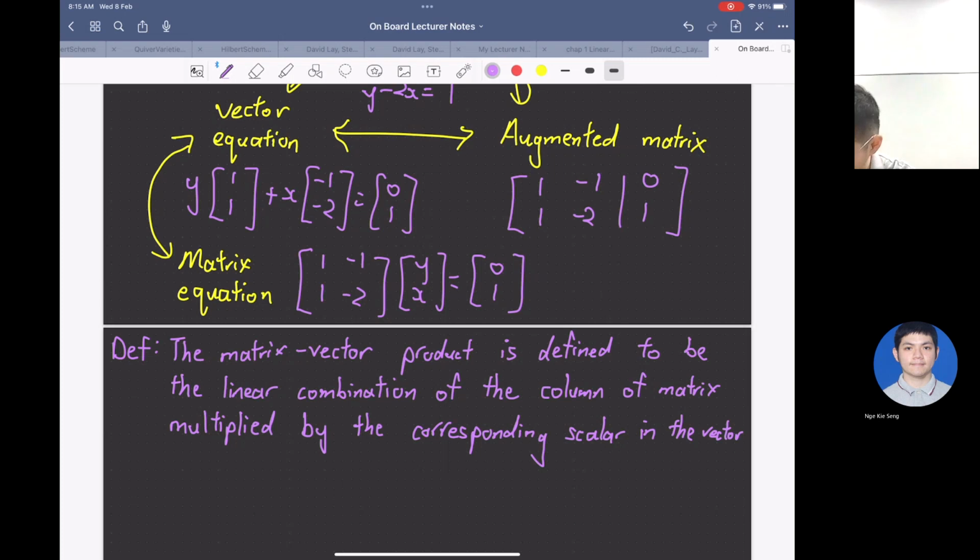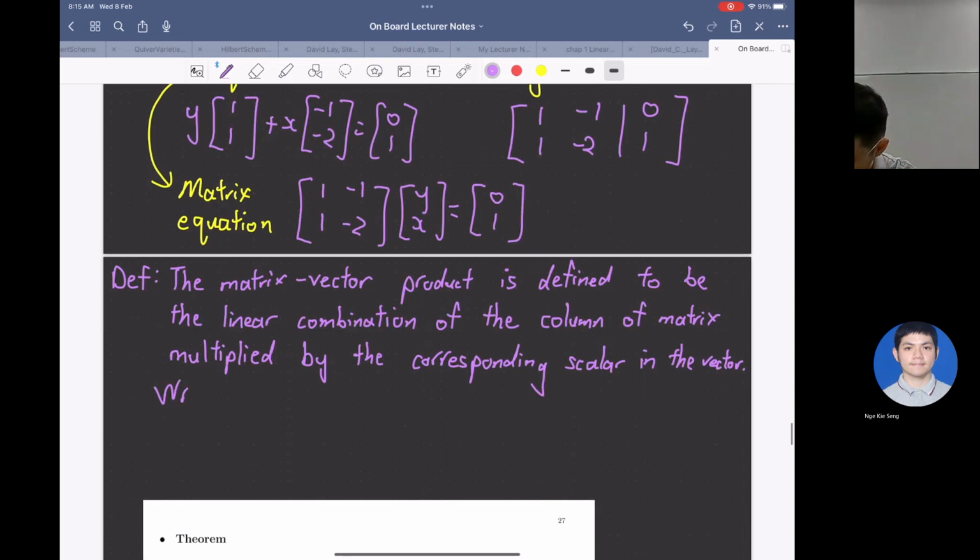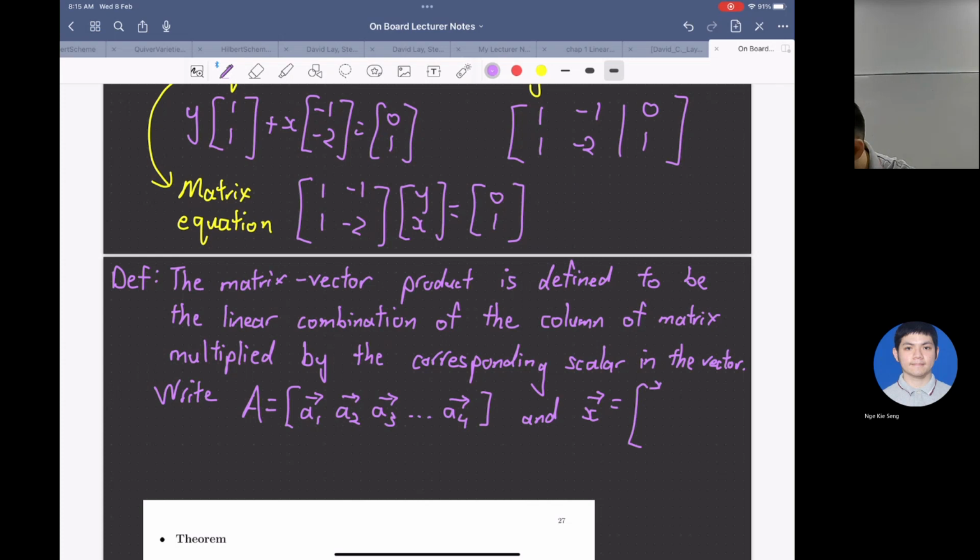So in mathematical form, you have a matrix, you split it into columns first, and then you split your vector into scalars or numbers.